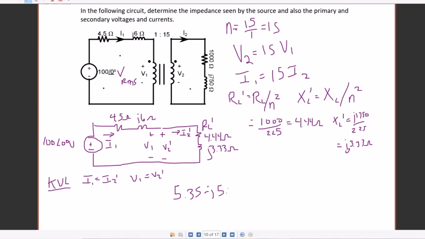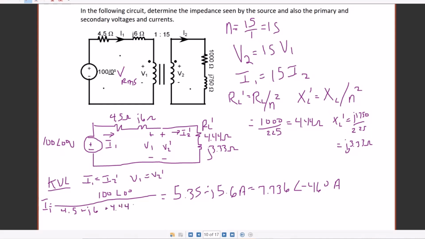Oh, come on. I'm trying to fix this curse. So annoying. So I got 7.736 with an angle of negative 46 degrees. And I got that by doing 100 with an angle of 0 degrees divided by 4.5 plus J6 plus 4.44 plus J3.33. Okay? Any questions?